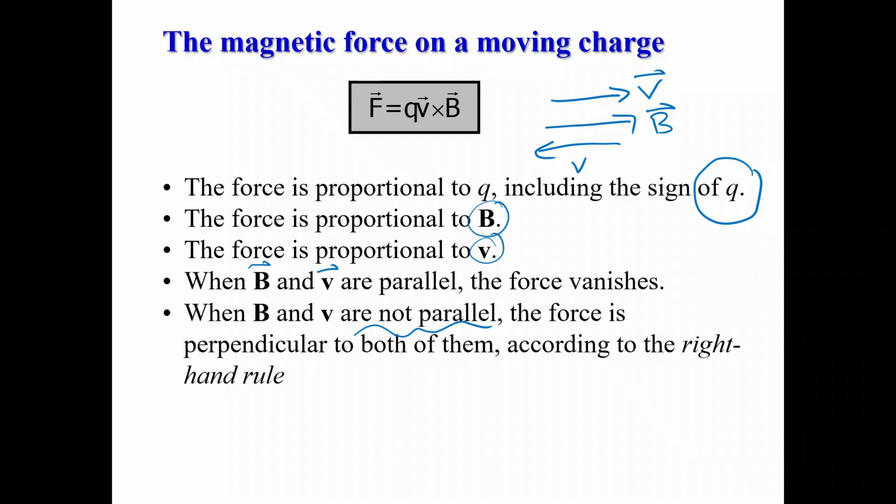So if I was to have my velocity in one direction and my magnetic field in another direction, I know that my magnetic force is going to have to be perpendicular to both of those. So you always end up with a three-dimensional vector resultant because you have to be perpendicular to both. And you're going to have to find the direction according to the right-hand rule.